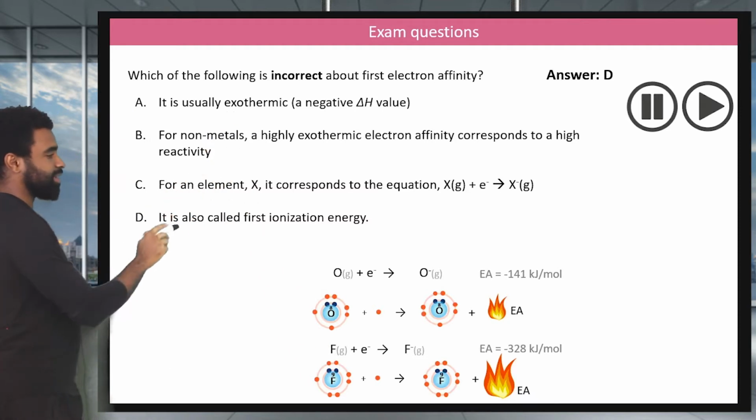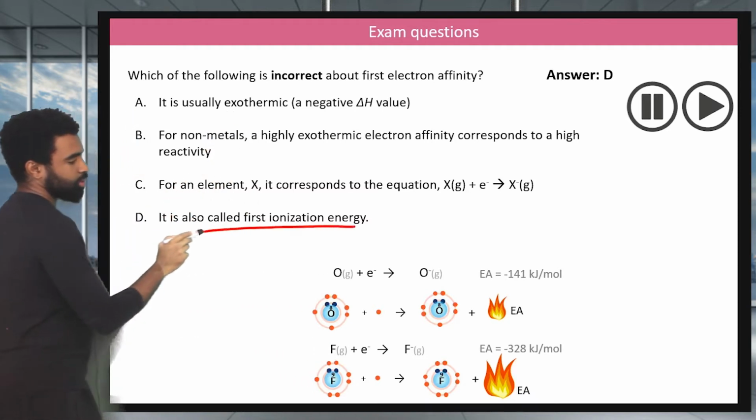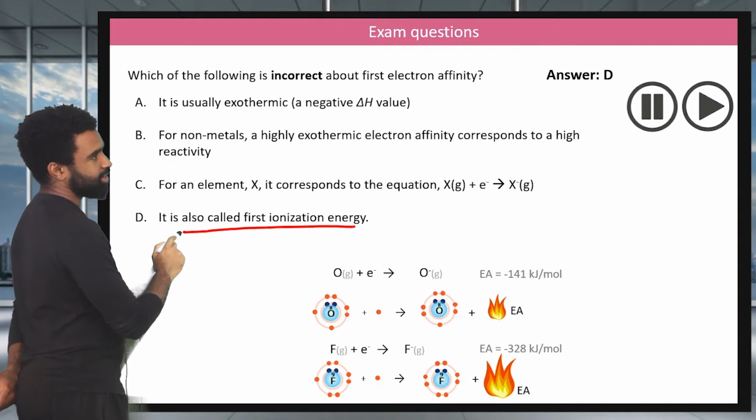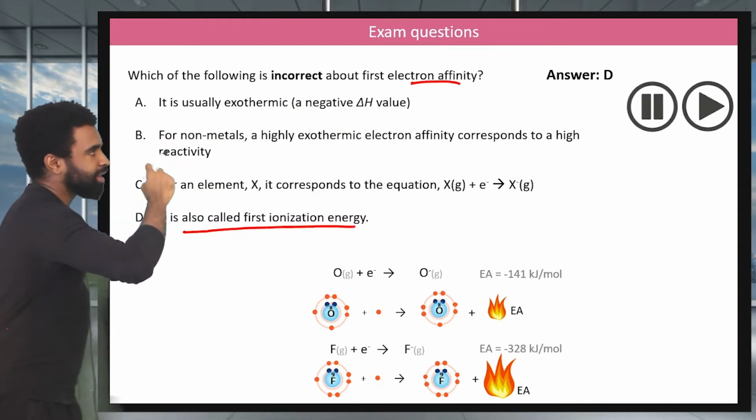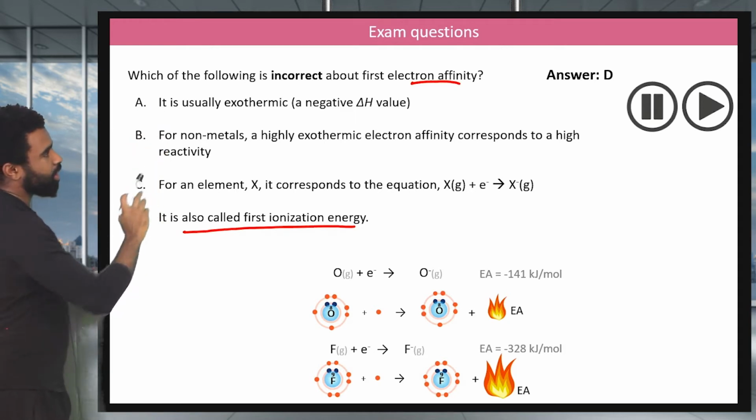So the answer is D here. It is not called the first ionization energy. The first ionization energy is kind of the opposite of electron affinity. Let's quickly confirm that the other three are indeed true.